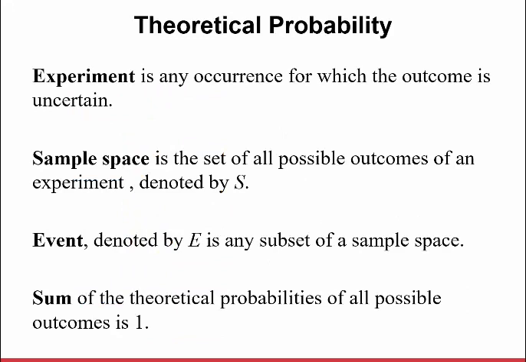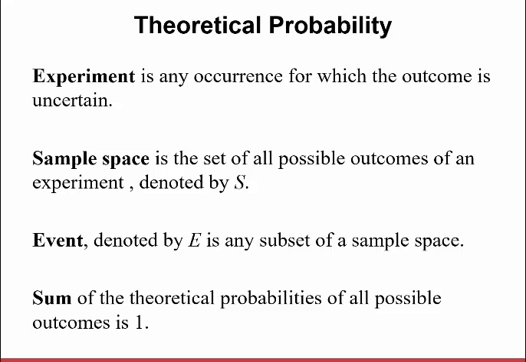So just some definitions. In probability, an experiment is any occurrence for which the outcome is uncertain, so unknown results. It's also repeatable. The sample space of a probability experiment is the set of all possible outcomes for an experiment, and that's denoted by S. So if you flip a coin, the sample space would be S equals heads or tails.